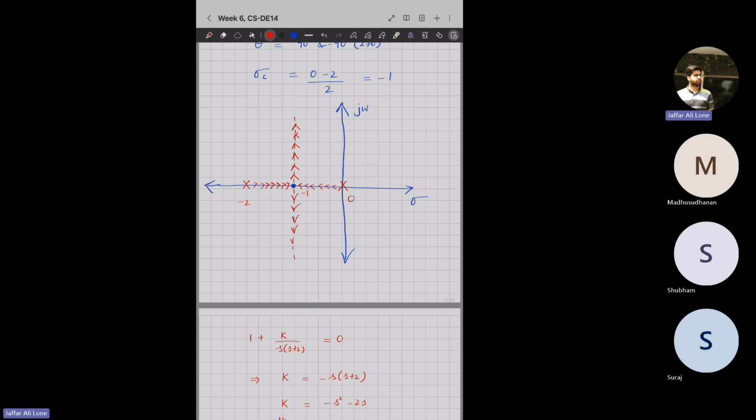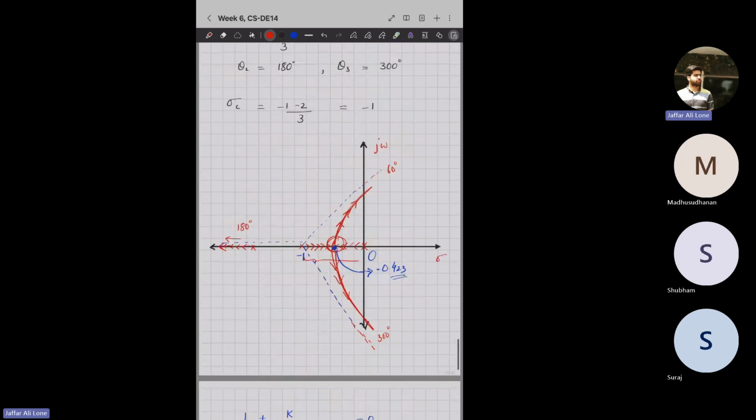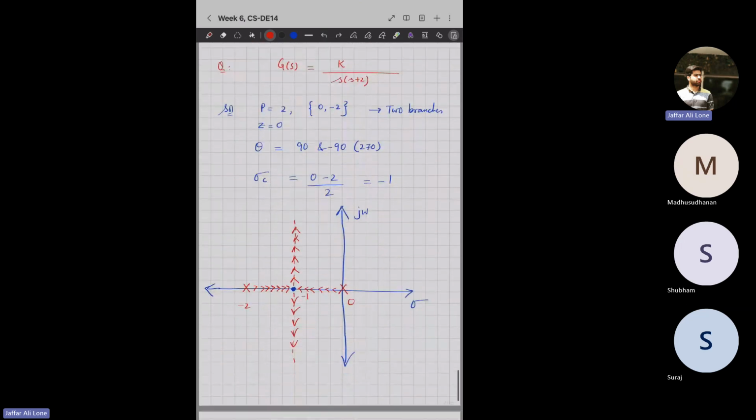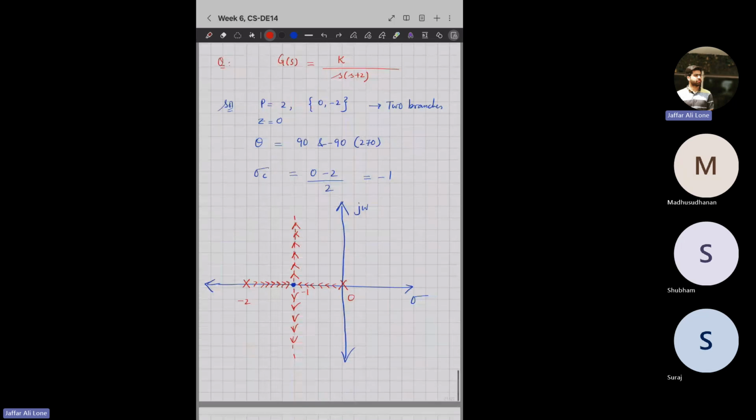Why? Because here my centroid and breakpoint coincide. So whenever my centroid and breakpoint coincide, branches break along asymptotes. So if you see here, I wrote it like this. I made it like this. Why? Because they will go to infinity along asymptotes, but not like a breakaway point that will take the direction given by asymptote. But here, the points will break along the asymptotes, right?